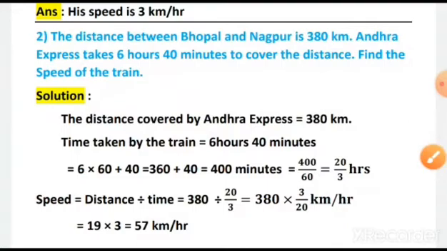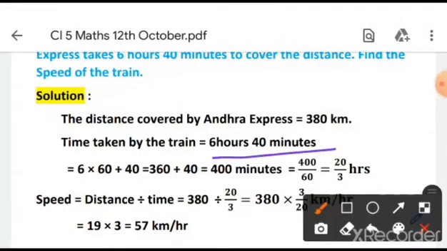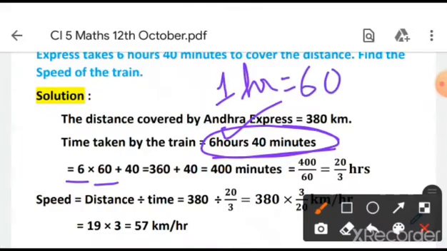Now here you find that the time is given in both hours and minutes. So what you will do? You will have to find the time in hours. For that, you convert the whole thing into minutes first. So here 6 hours means 6 into 60, because 1 hour means 60 minutes, you know. That is why 6 hours will be 6 into 60 plus 40. Why plus 40? Because here you have 40 minutes. So 6 into 60 plus 40, that is 360 plus 40. So you are getting 400 minutes.